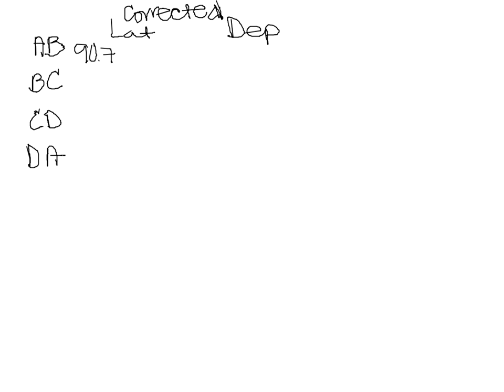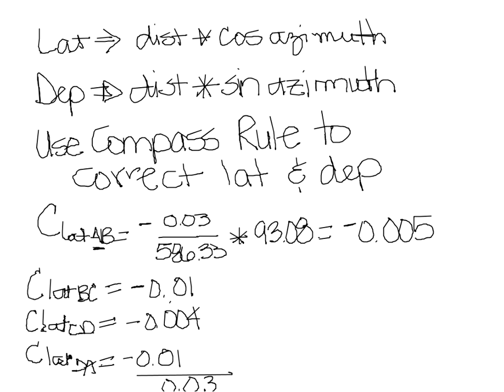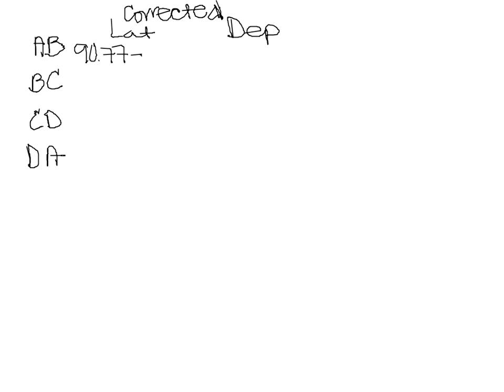So to get my corrected latitude for AB, I'm going to take my original latitude, 90.77, and now I'm going to add my correction, which is negative, I'm making this 0.01. So I'm going to add my negative 0.01, which gives me a corrected value of 90.76. That's a 6. There we go. You would do that for each of the corrections.